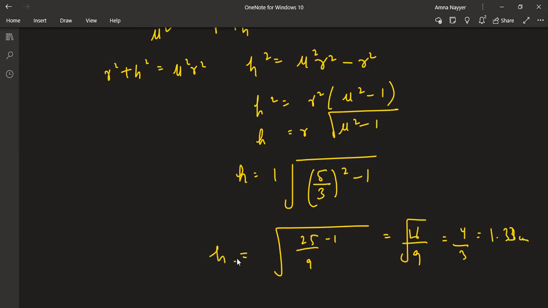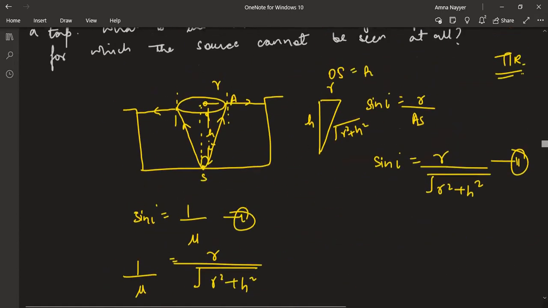This is the height. See, how did we get it? The refractive index you have, the radius you have. So you just had to establish a relation between the refractive index, radius, and the height. This is the only possible relation. Now, once you put in the values, you get 1.33.